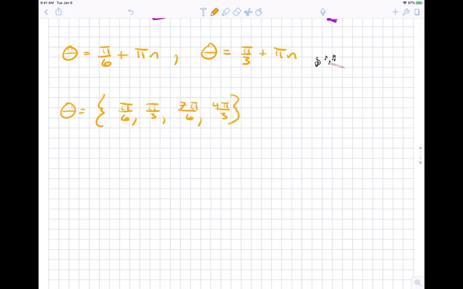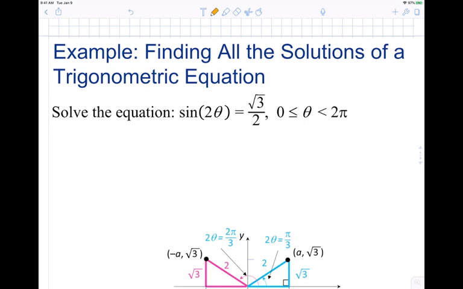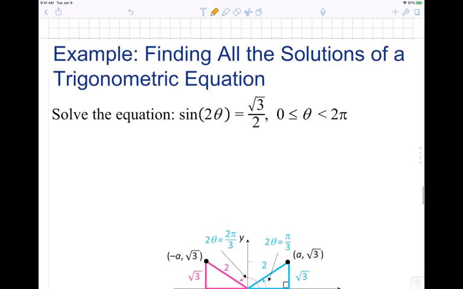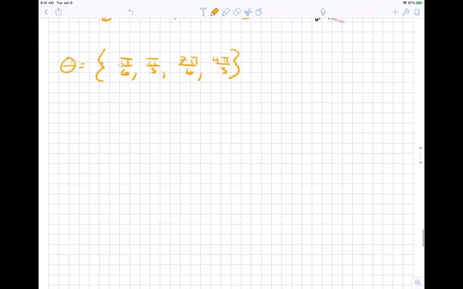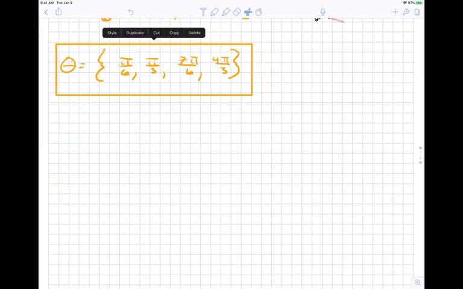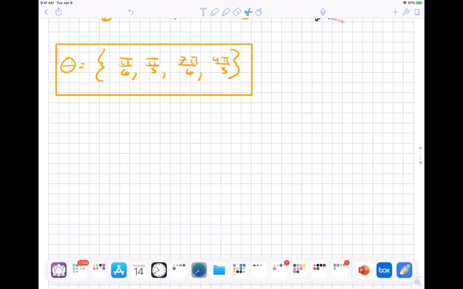Yeah, the question says we only want the results from 0 to 360. 2 pi is 360. I just know that 360 is a little bit easier to see. So my claim is that these are the solutions. Now if my claim is that these are the solutions, let's check that in our calculator really quickly before we go back and check our answer.